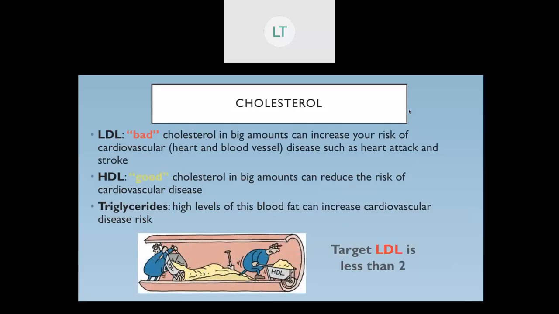So this is always a really good sort of picture. It just shows that LDL is really the bad one. It's laying down all that gunk in your blood vessels. The HDL is helping to kind of clear it away and keep it nice and clean. So the main number that we always look at is the LDL specifically, and we want to target for that to be less than 2. So that's going to be our main target when we're looking at cholesterol.